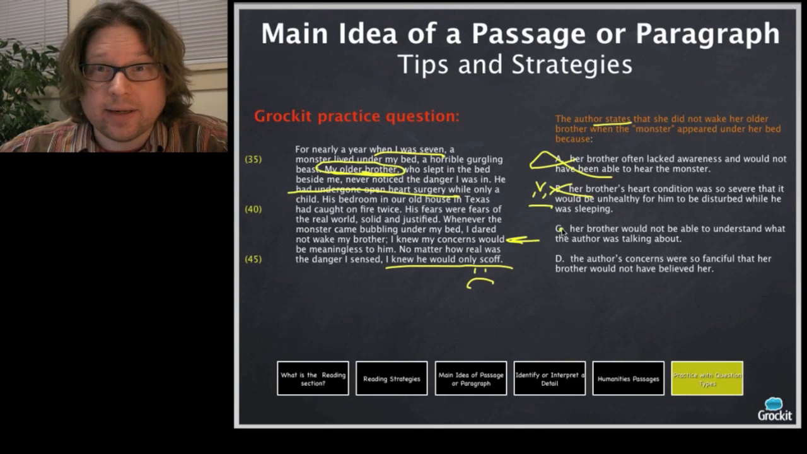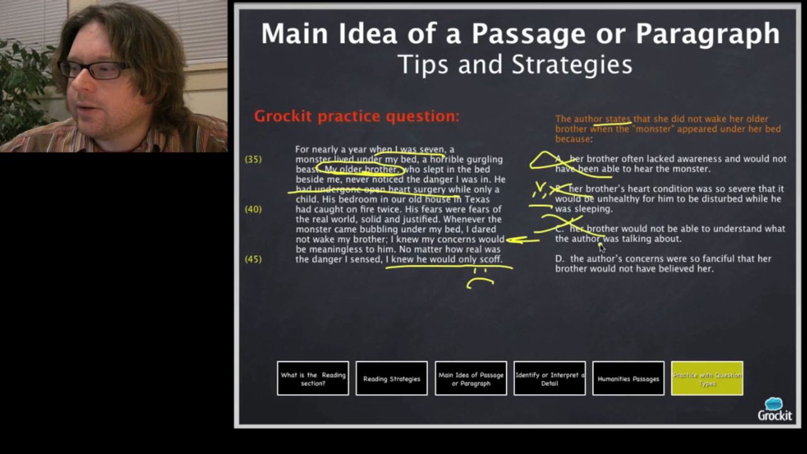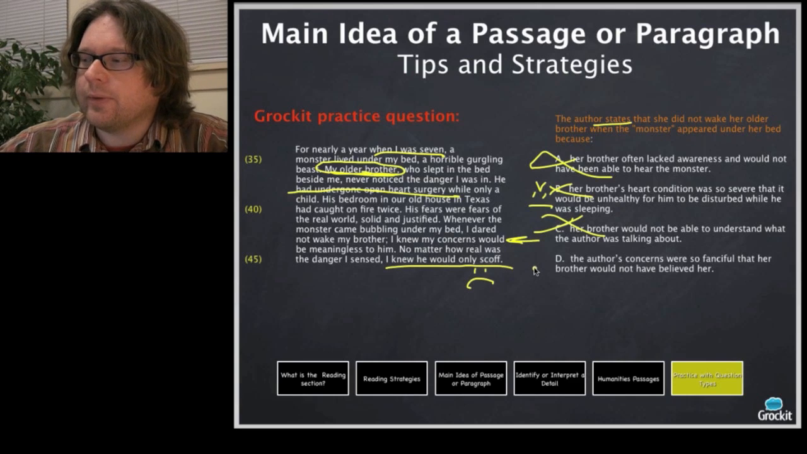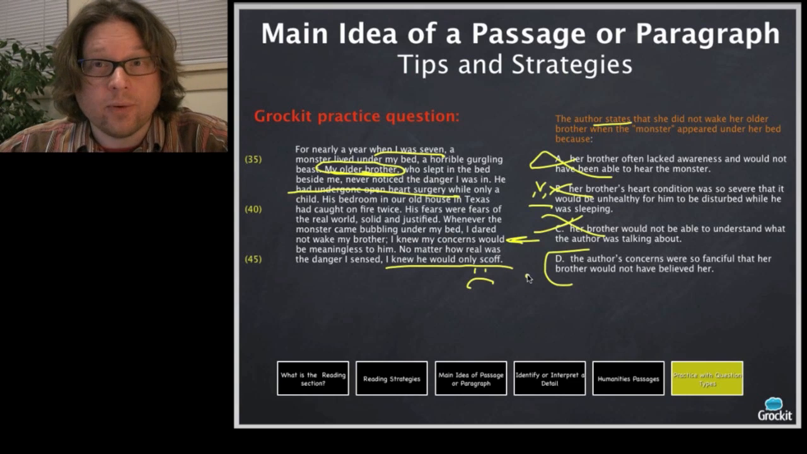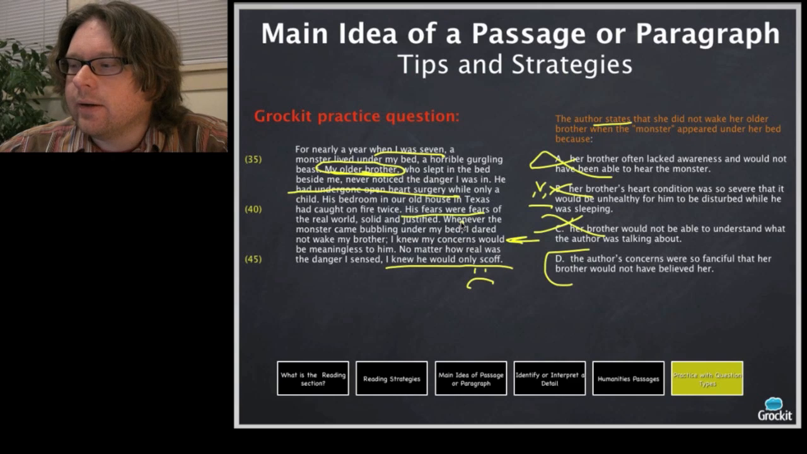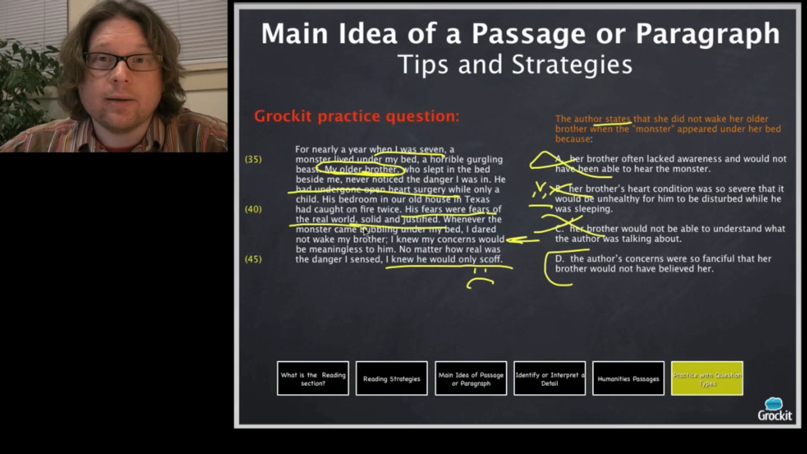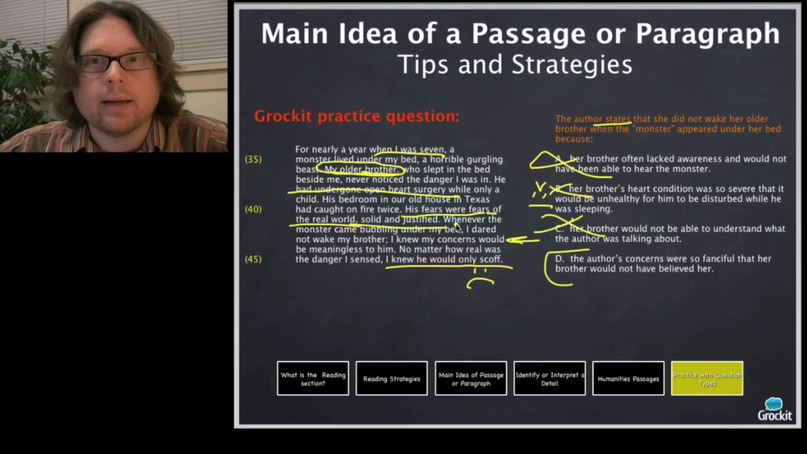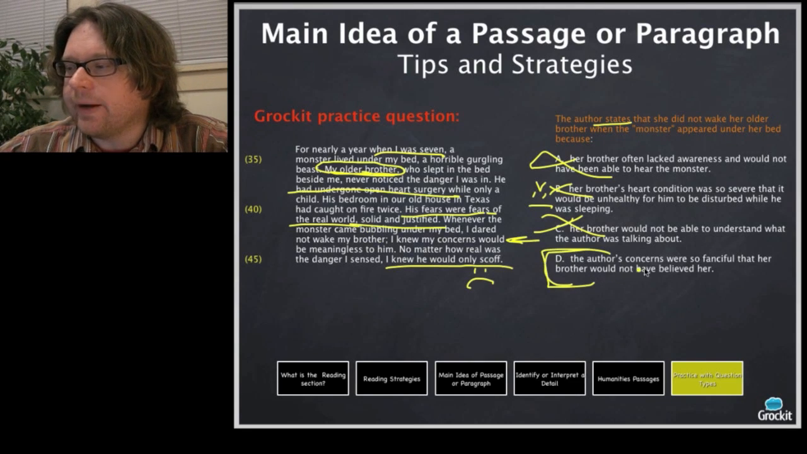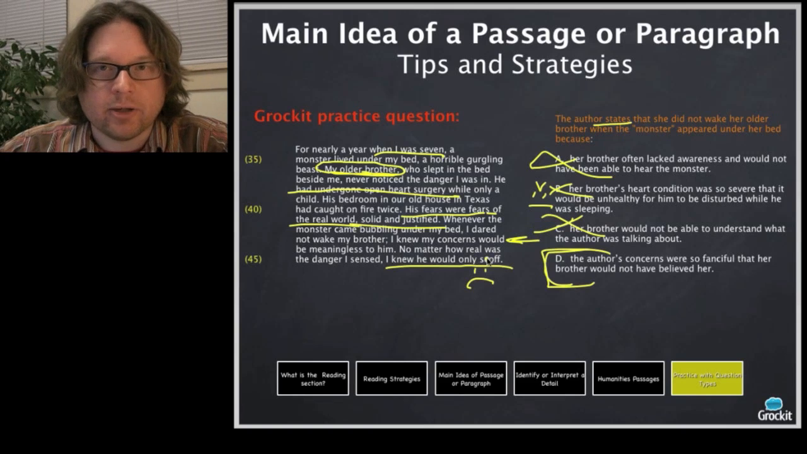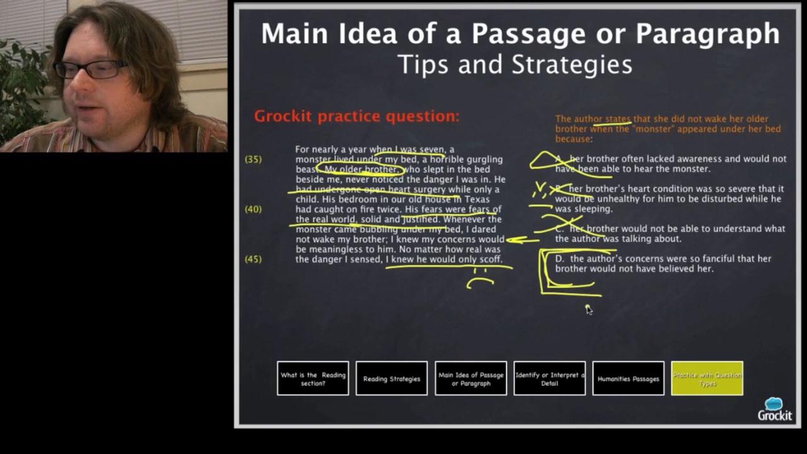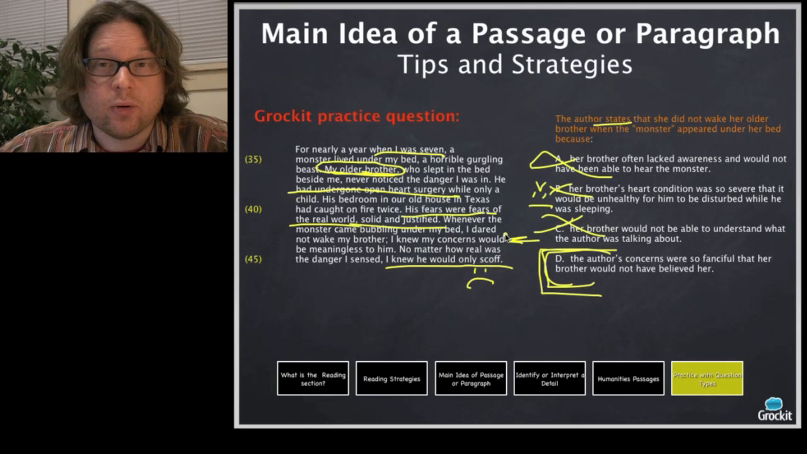But let's look at D. D is tricky, in addition to being right. The author's concerns were so fanciful that her brother would not have believed her. The reason this is tricky is it uses none of the words that appear in the passage. All we hear about is how the brother's fears were fears of the real world, solid and justified, and so by contrast, the author's are not. Finding out that the author's concerns were fanciful, which means relating to fantasy or imagination, that's never actually specifically mentioned. Only the brother's more real concerns are.